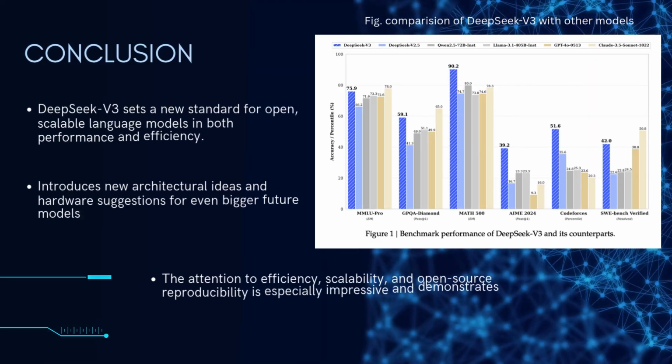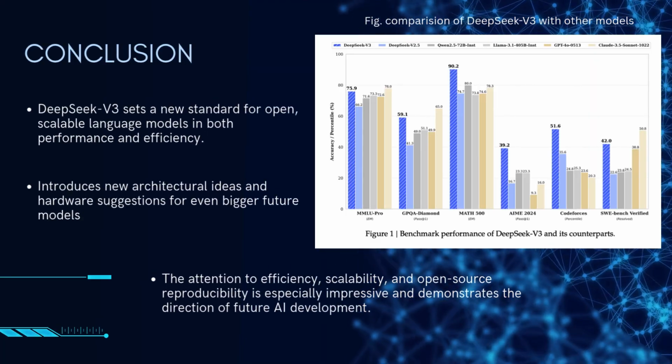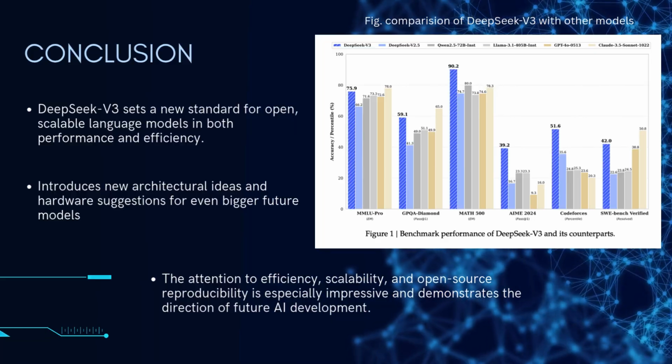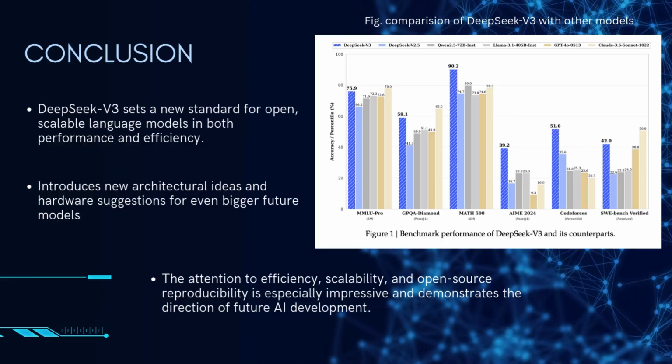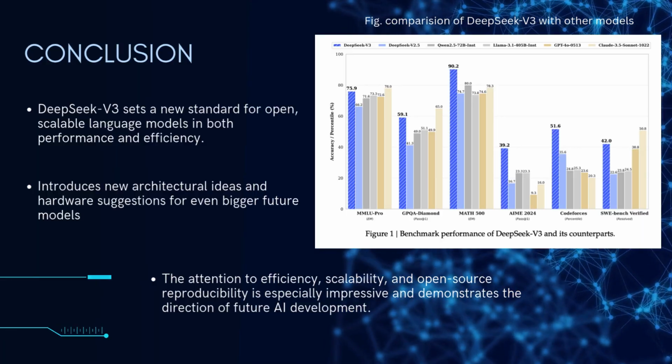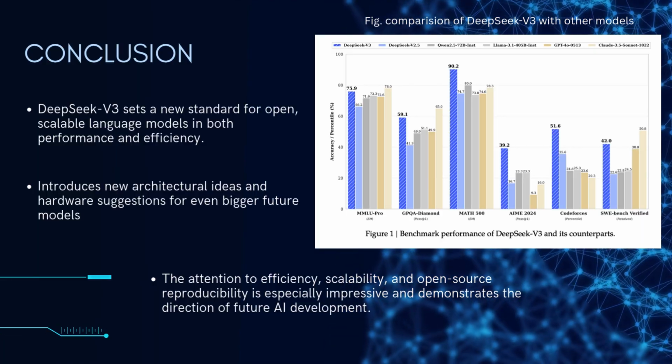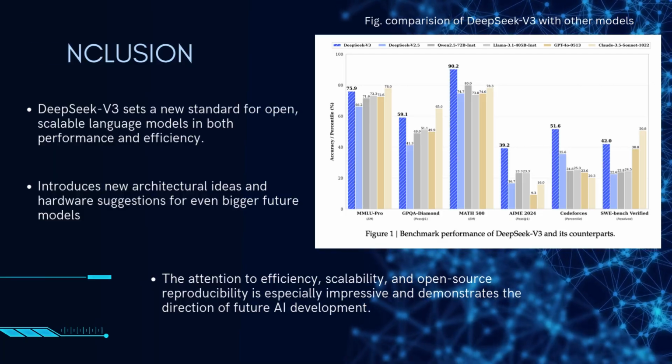In a nutshell, DeepSeek V3 sets a new standard for open source language models. It's efficient, scalable, and remarkably strong across language, coding, and reasoning tasks. The project exemplifies how thoughtful architecture and system design can unlock powerful AI tools for broader use.